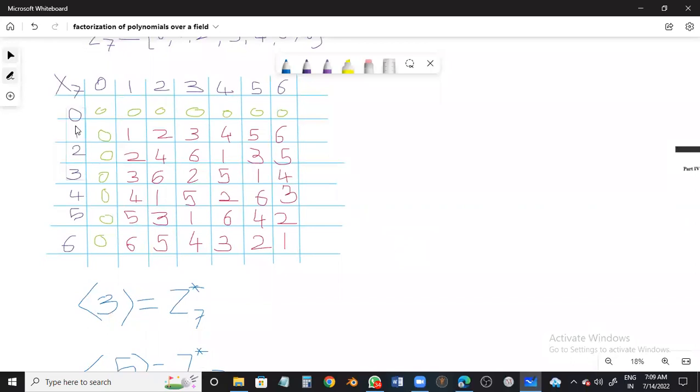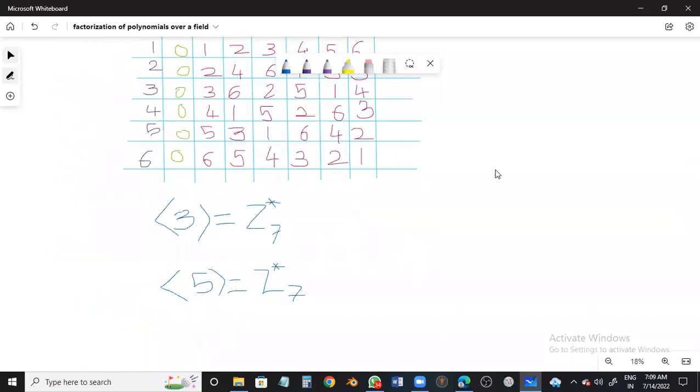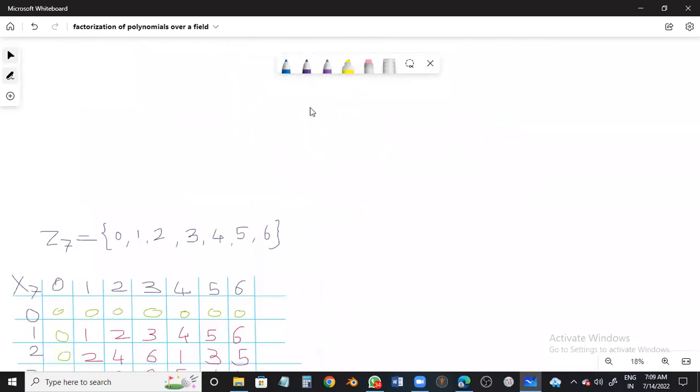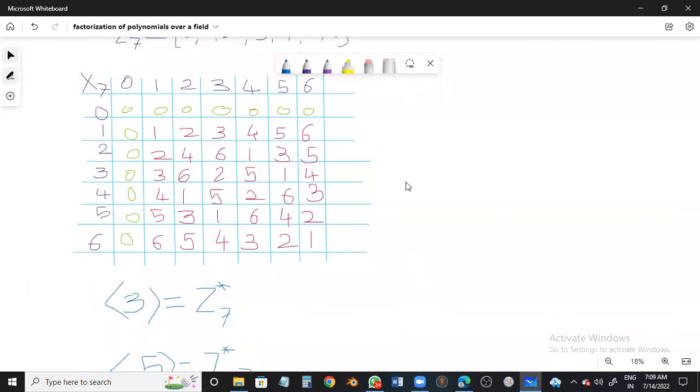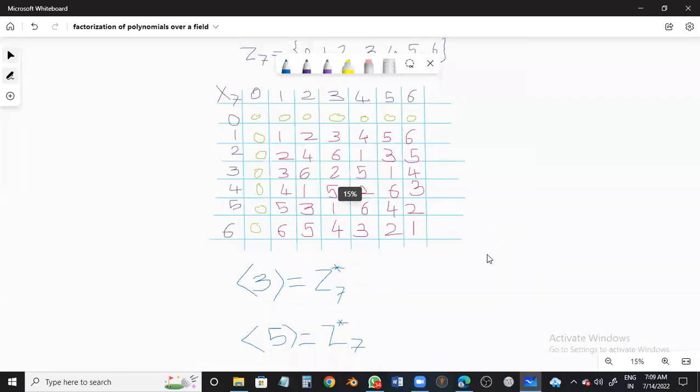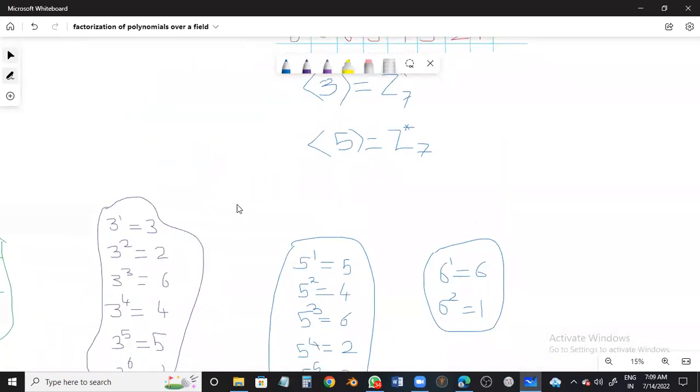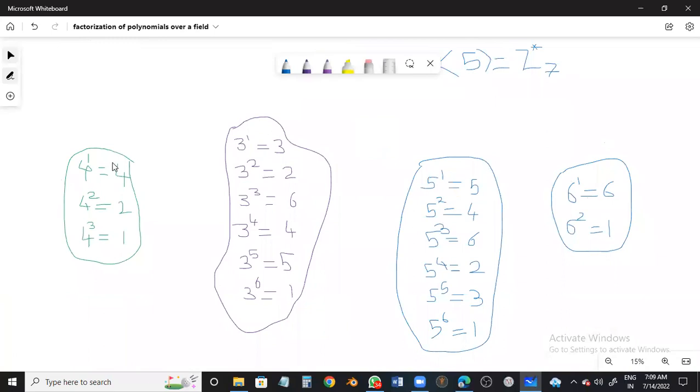So what you observe is we do not entertain 0 because 0 is not invertible, meaning 0 is not a unit element. So we do not take 0 anywhere in our picture. Only for safe side I have kept it over here. Now, what you observe is, actually I have found it out here. Yes. So you can go with 4.